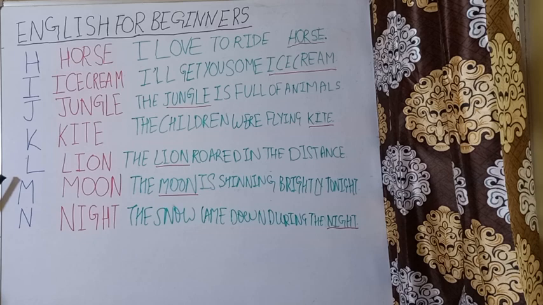L. L for lion. Lion is spelled as L I O N. Let's see how the word lion can be used in a sentence. The lion roared in the distance. Let's move to the next alphabet.